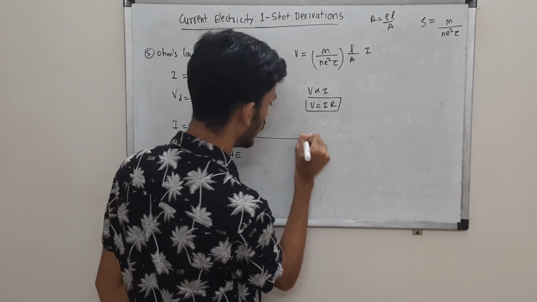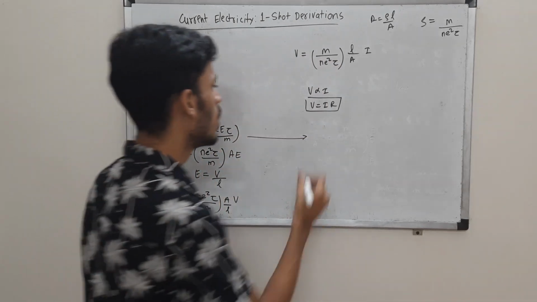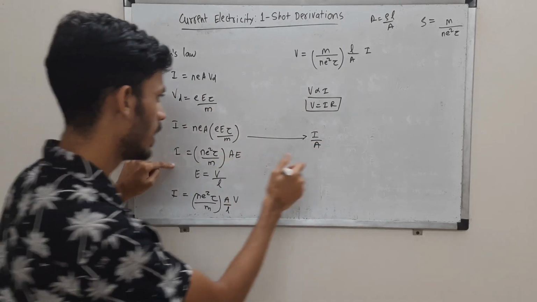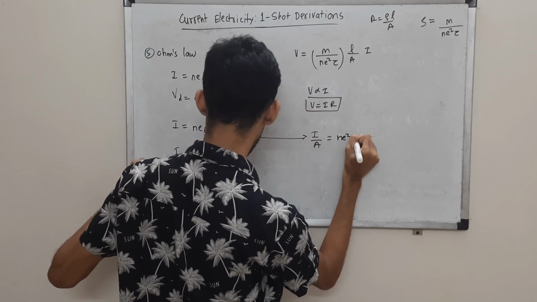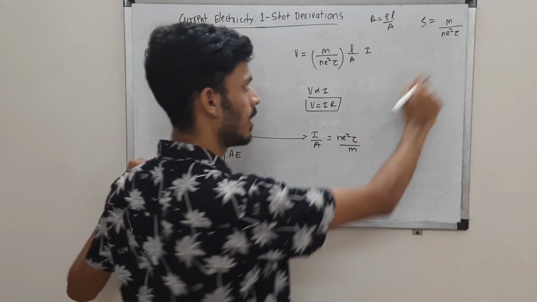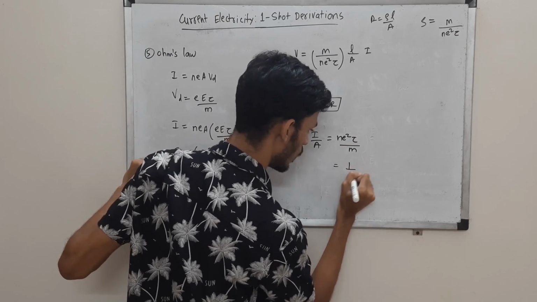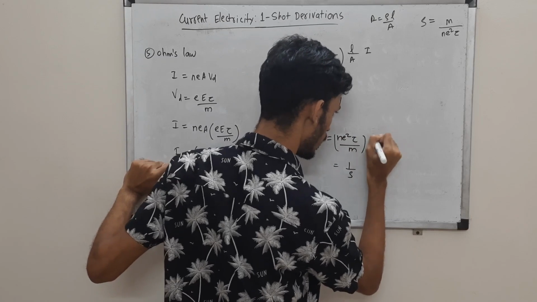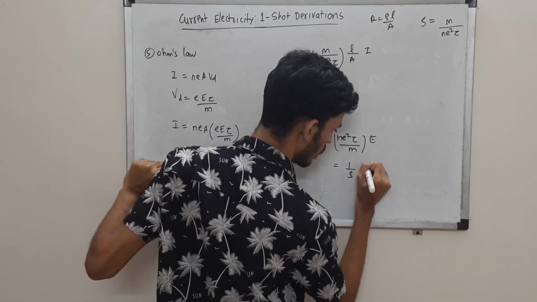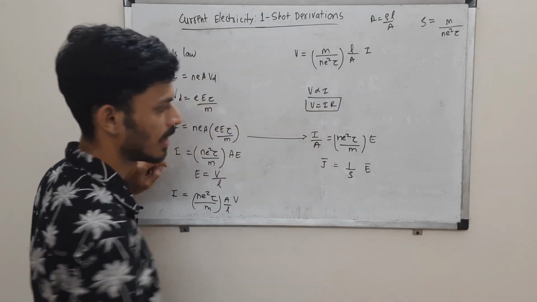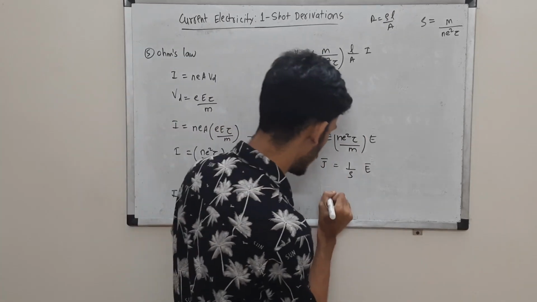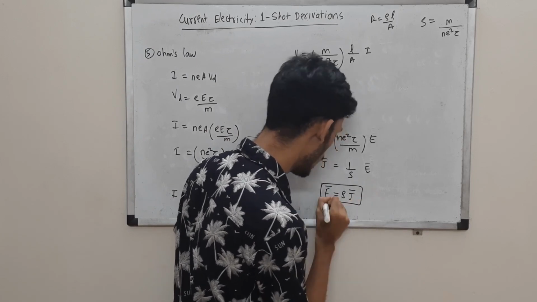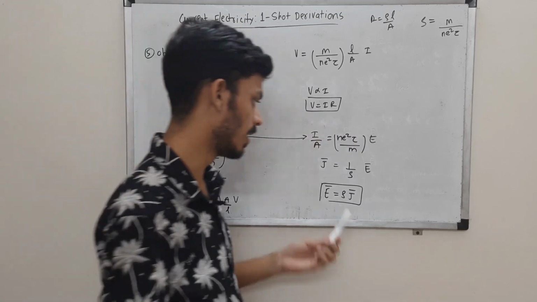Now we can go one step further and derive Ohm's law in vector form. So we can say I by A is NE square tau by M. Now this you know is the reciprocal of resistivity, so 1 by rho, and are we missing something? Yes, E. Now I can write it in vector form because I want Ohm's law in vector form. I by A is nothing but current density J, and you can see that E can be written as rho J, right? This is Ohm's law in vector form. This is Ohm's law basic, and this is in vector form.